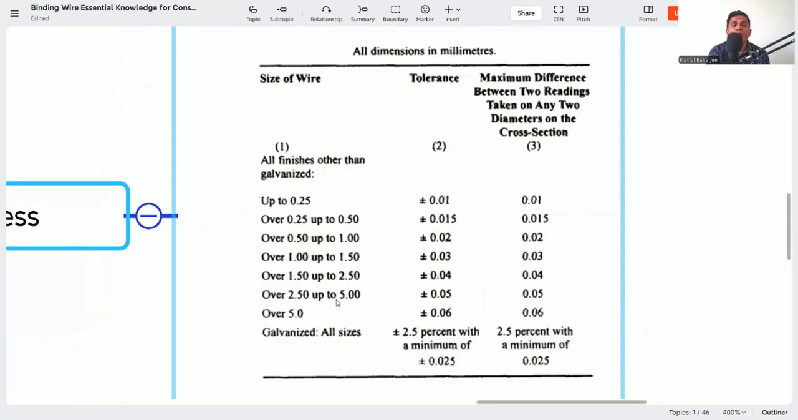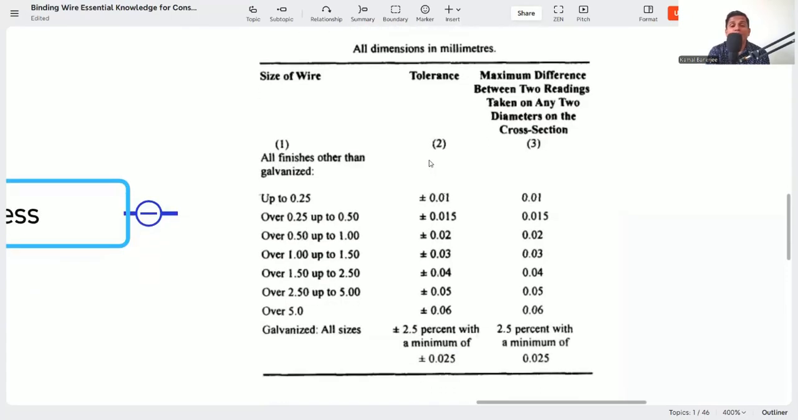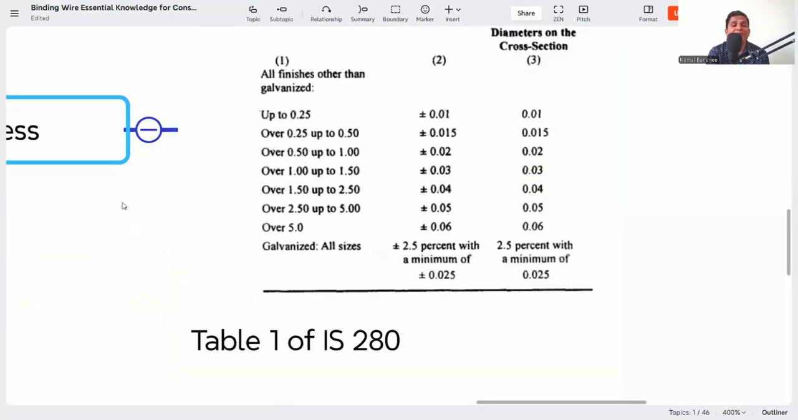See, all the tables are given here. So maybe the diameter is 1.12, so it will come in the category over 1.0 and up to 1.5. So what is the tolerance? 0.03. So whenever we get the binding wire, we need to check the thickness, we need to check the diameter, and we need to check the tolerance also as per table 1 of IS 280.